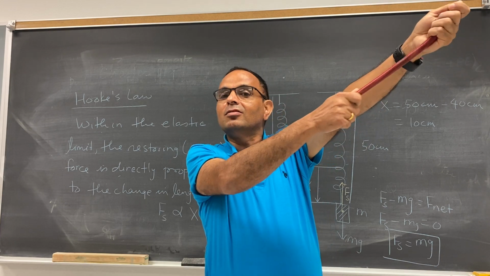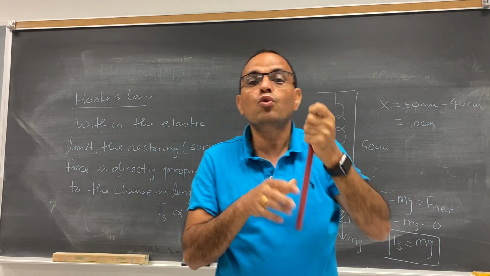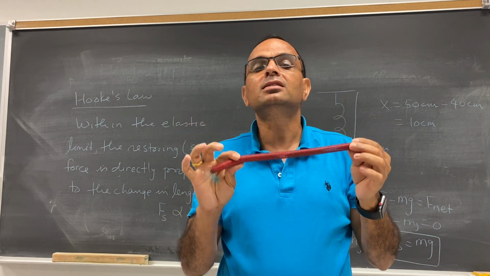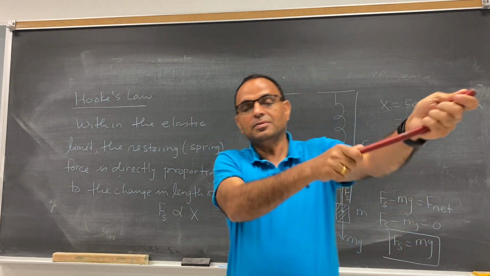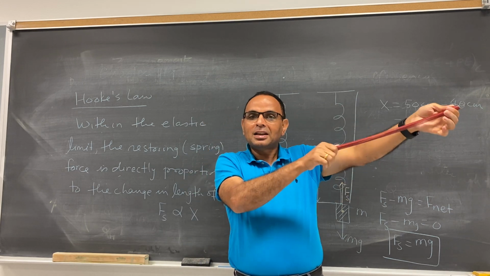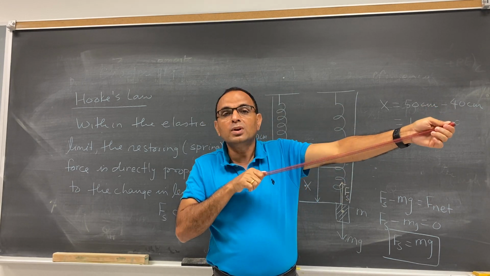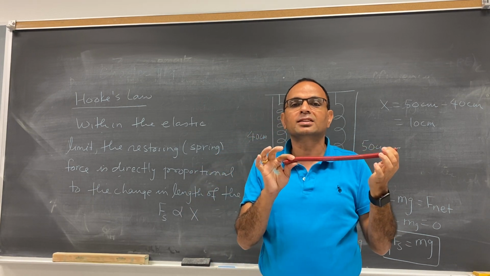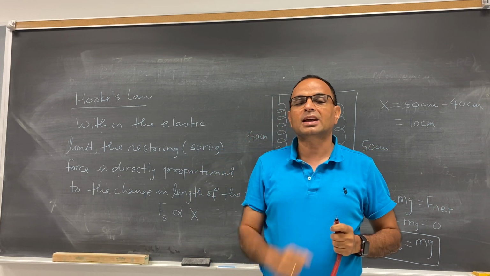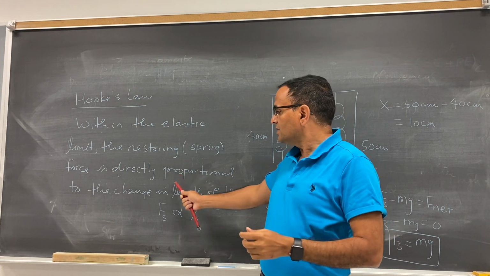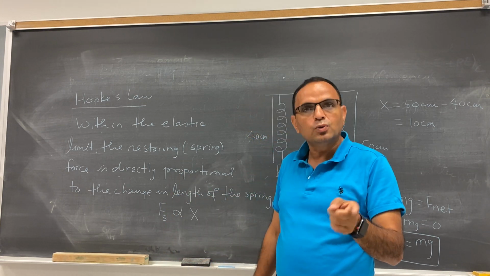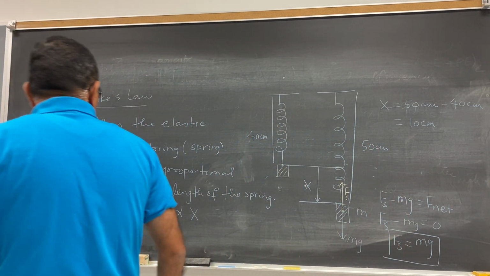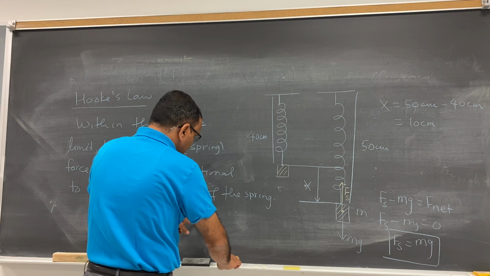But if I apply a really big force, a point will come where this spring is permanently deformed. If I cross that point, then the spring cannot go back to its initial shape and size. That point is called the elastic limit. So this law is applicable only within that point. We call that the elastic limit. So within the elastic limit, the restoring force or spring force is directly proportional to the change in length.